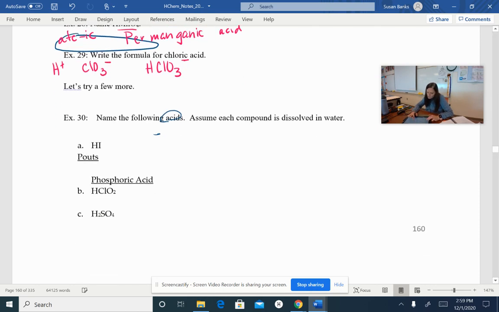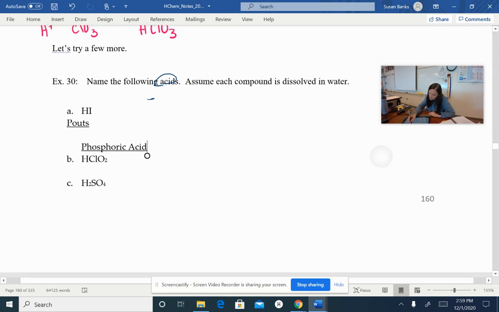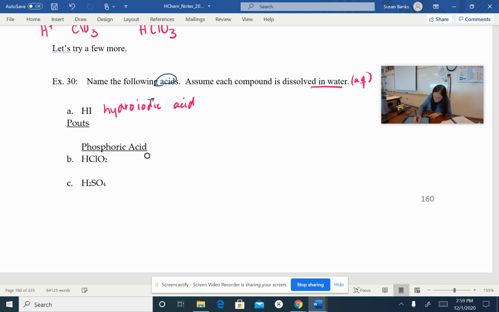Okay, so I want to name the following acids. Assume that these are dissolved in water, so we're going to assume that these are all aqueous. So HI is going to be hydroiodic acid. Remember, binary starts with hydro. We use the root of the nonmetal, and we add on ic, and we add on the word acid.